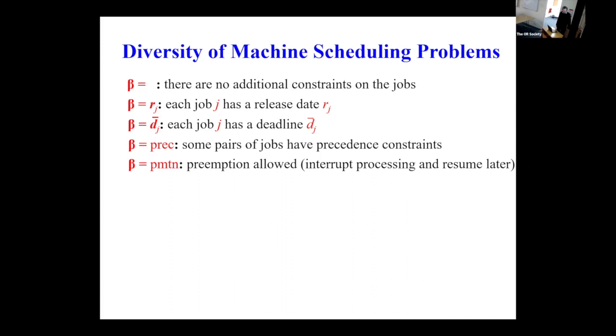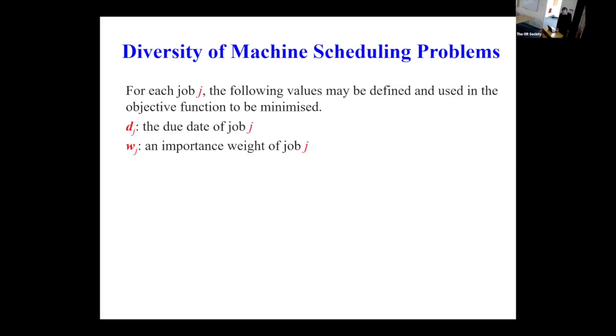Special things about jobs. Some jobs have precedence constraints, where job j is always processed before job k. Sometimes preemption is allowed, which means you can do a bit of processing on a job, and then stop it, do something else on that machine, and then resume the processing later on, maybe even on a different machine. So that's what we mean by preemption. Preemption generally makes problems easier.